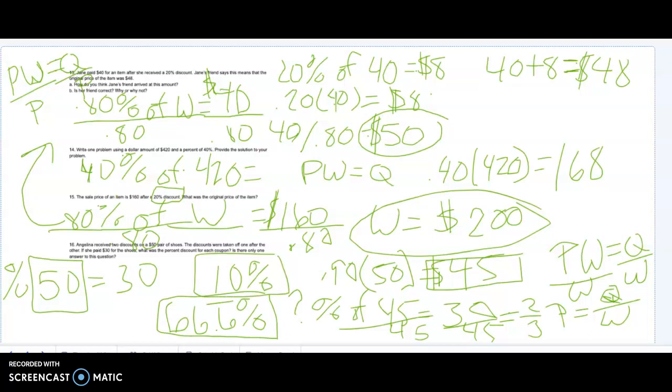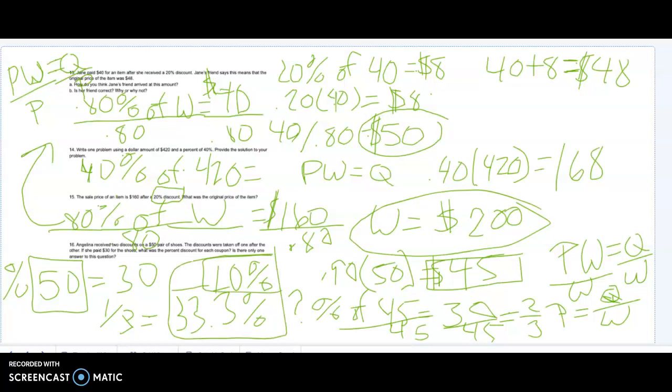Two percents or two discounts. But if that means we need 66.66, what is the discount we're going to take off? We're only going to take off 1/3. So we have 2/3, then we're going to take off 1/3, which is going to equal 33.3%. So those are two discounts, 10% and 33.33%.